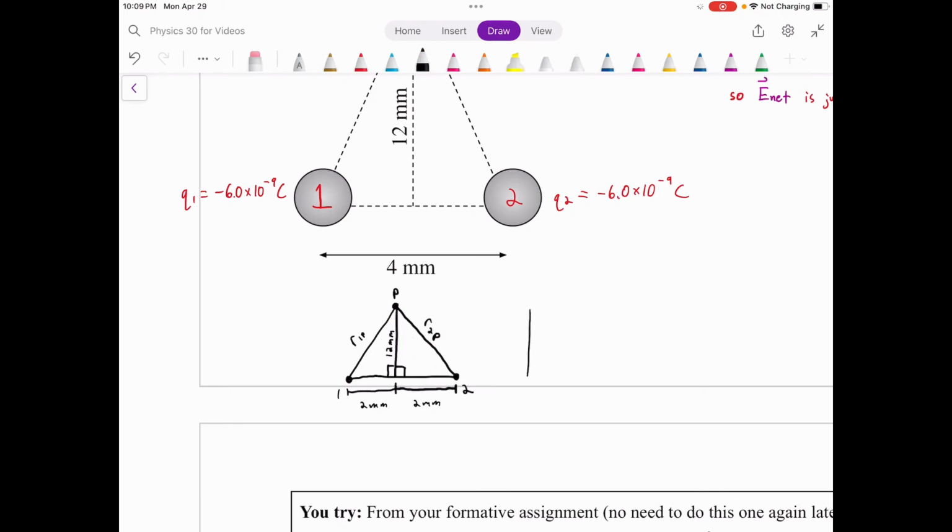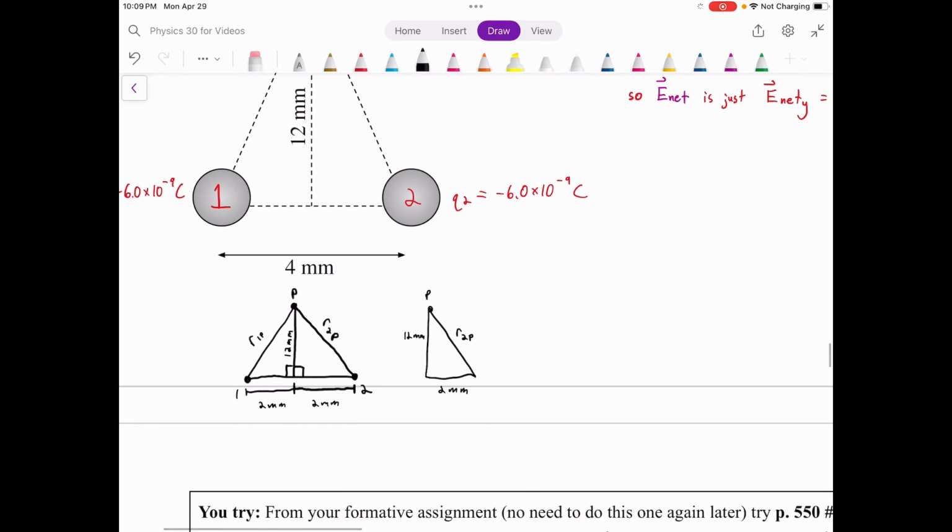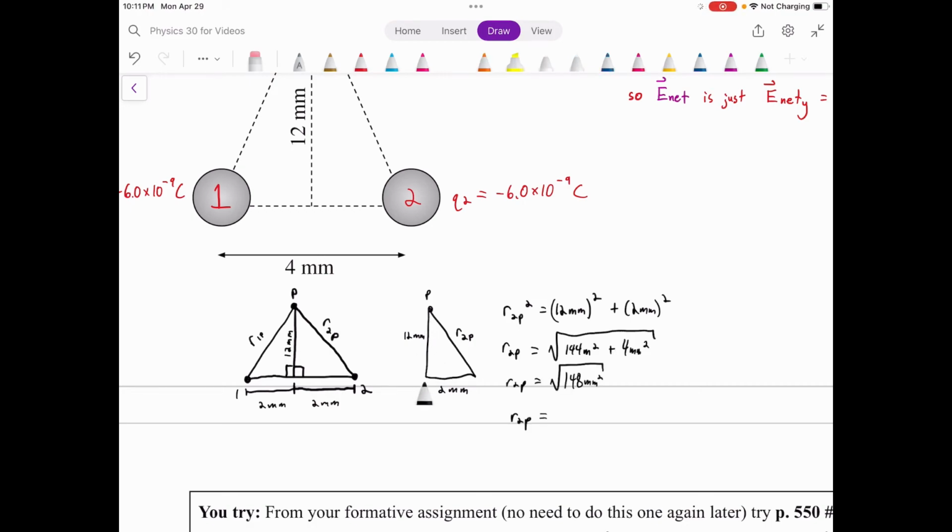And if you take a look here, now we know this is 12 millimeters. This is 2 millimeters. Whoops, that wasn't very straight. And this is the distance between charge 2 and our point P. So we can use the Pythagorean theorem to figure out what that is, right? It will just be that this squared equals this squared plus this squared. So I've written it out there. That means that R2P will be the square root of that. So squaring 12, squaring 4, adding them, and then square rooting, I got that the distance between them will be 12.165525 millimeters.